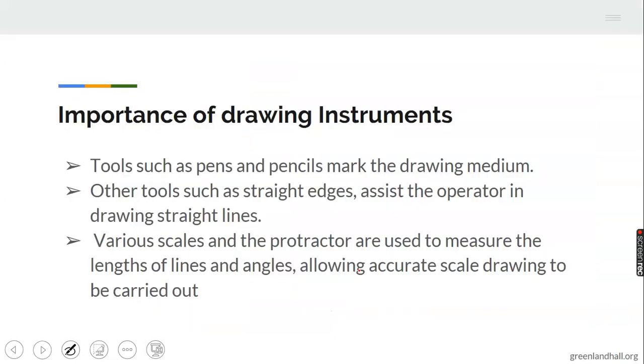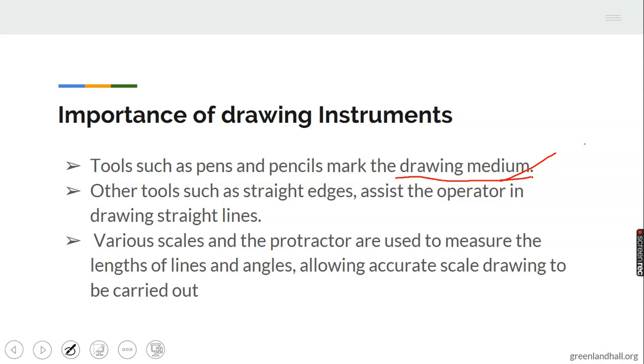Now let's quickly go to the importance of drawing instruments. We have seen quite a lot of drawing instruments over there. Now let's come to the importance. What is the importance of these drawing instruments? Number one, tools such as pens and pencils mark the drawing medium. It marks the what? The drawing medium. So before you draw, you use a pen or pencil to have a medium drawn out.